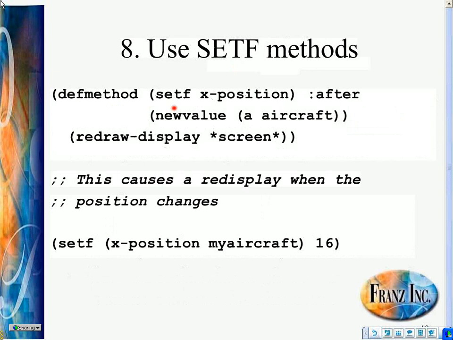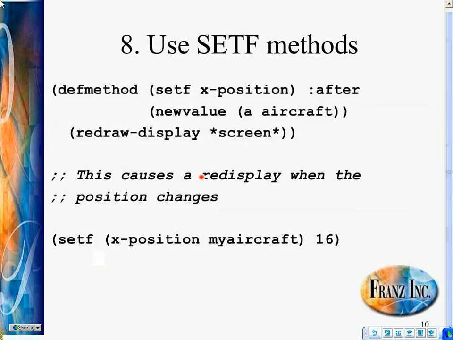So here, the name of the method is setf x-position, and it's an after method, and here are the arguments. The third thing is the argument list, a new value, and then an aircraft object, and it redraws the display and causes a redisplay when the position changes.